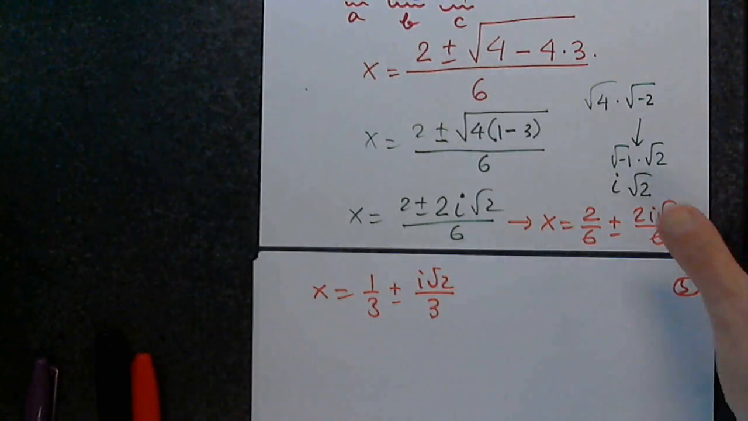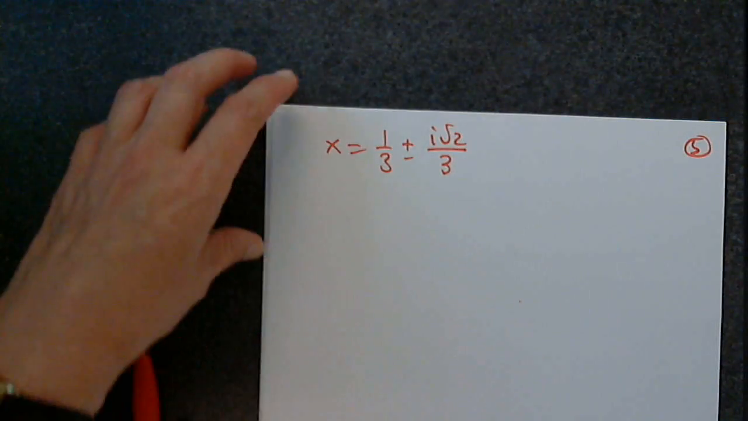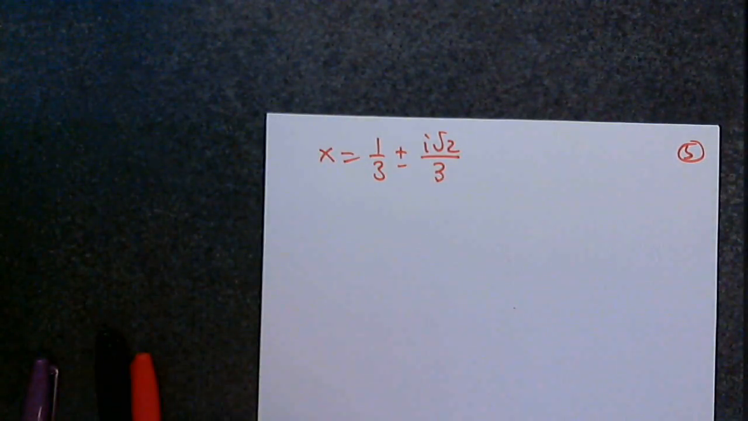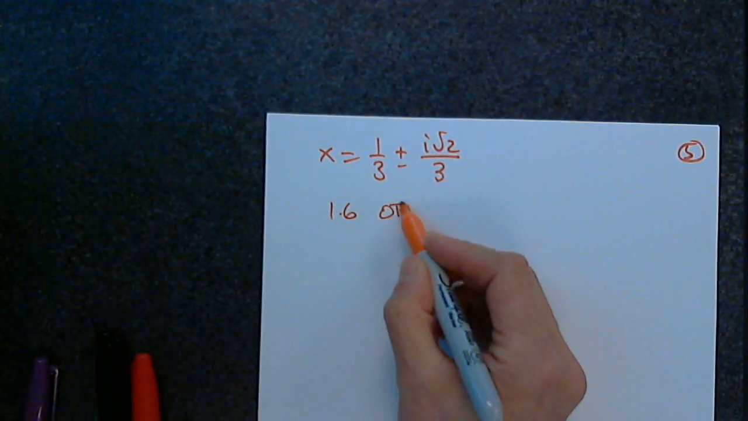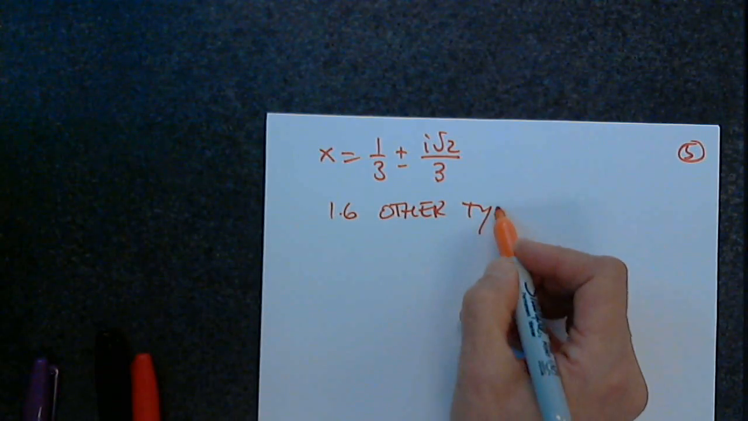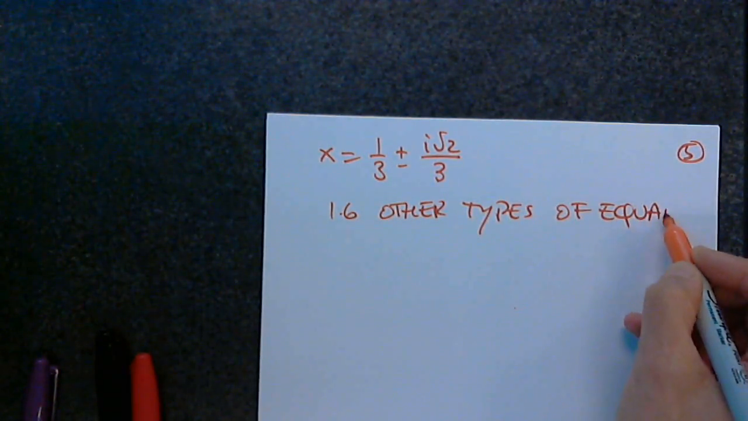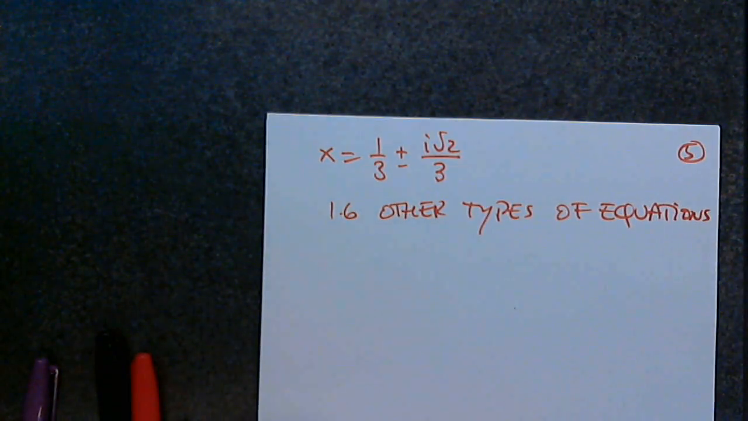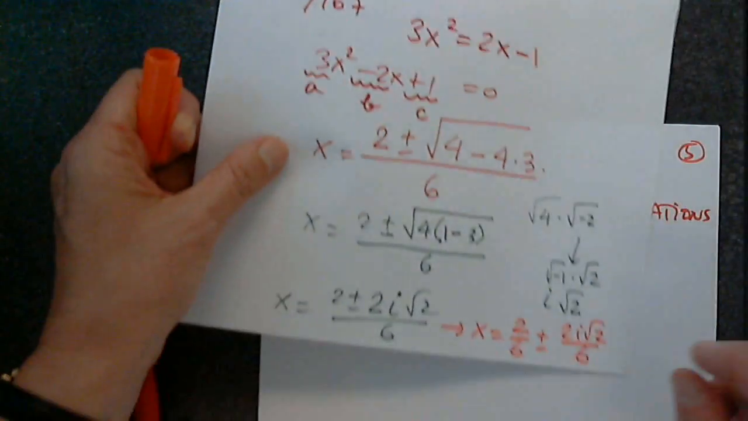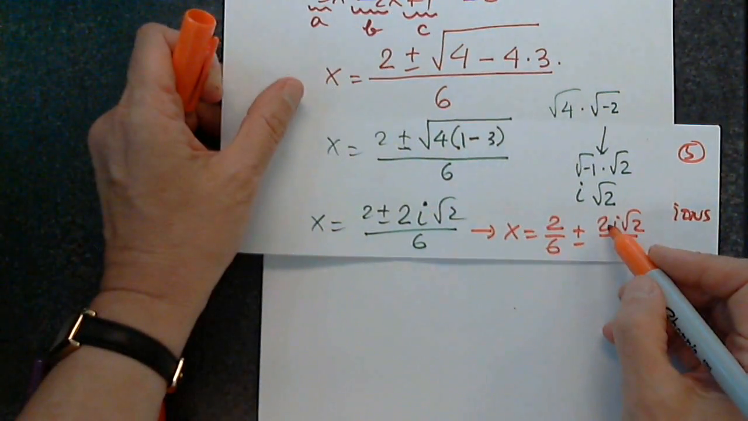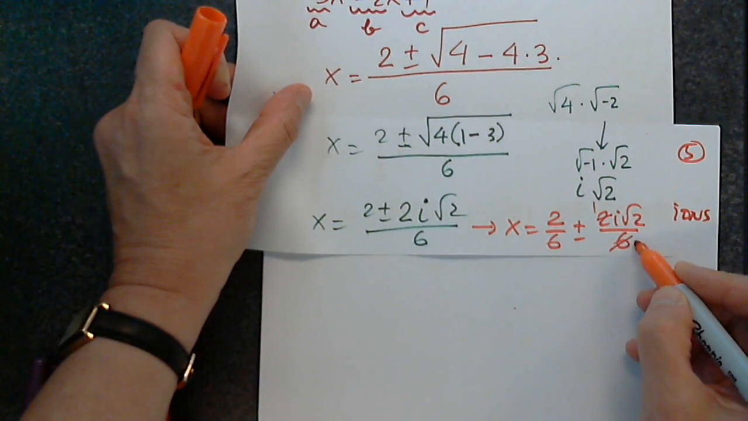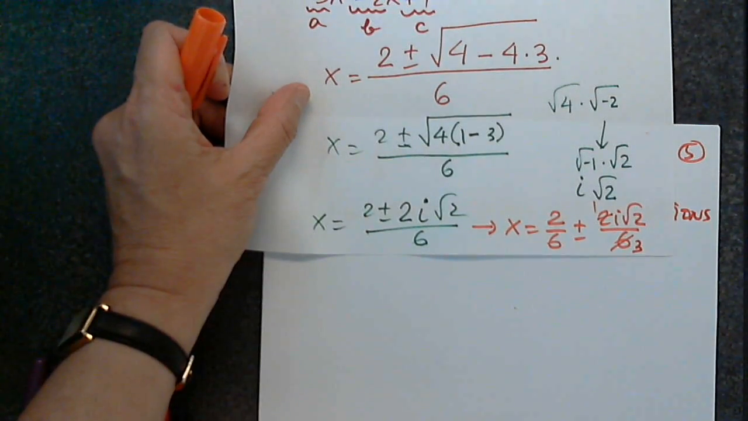Okay. Let's take a look at 1.6, other types. Yes? What is the other 1 over 3? Never mind, the 2 cancels out. Yes. So what I did was I changed 2 over 6 into 1/3 and 2 over 6 into 1/3.